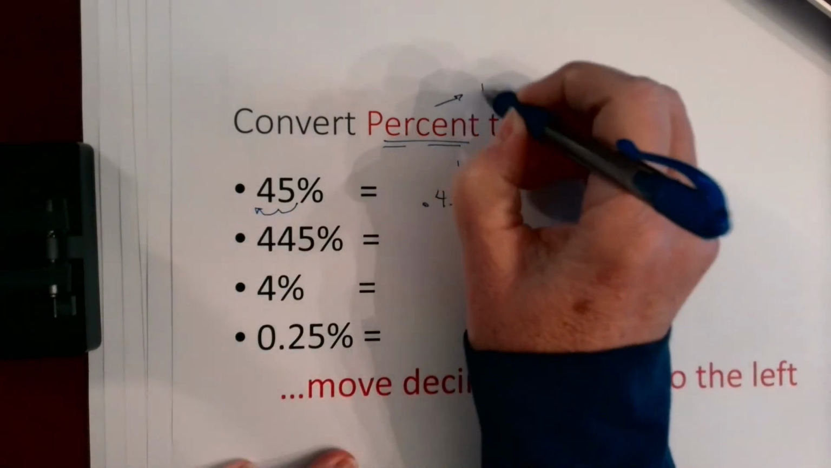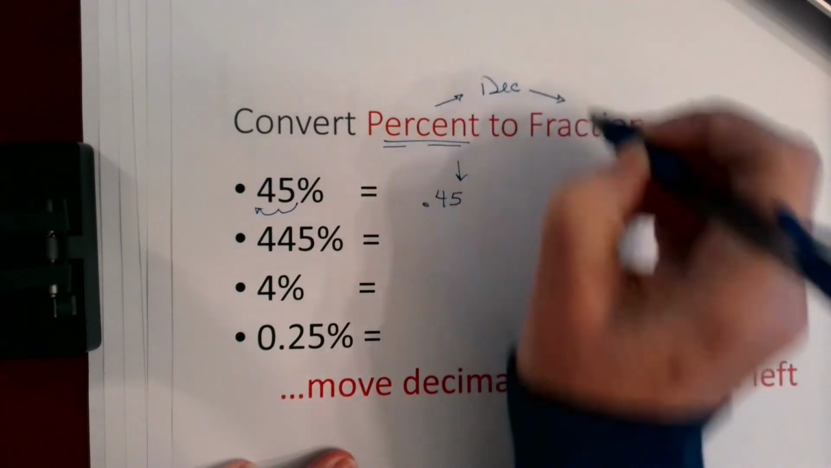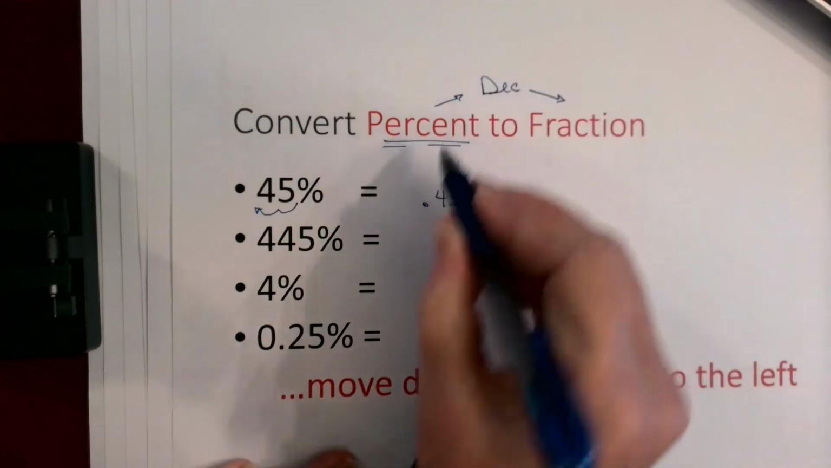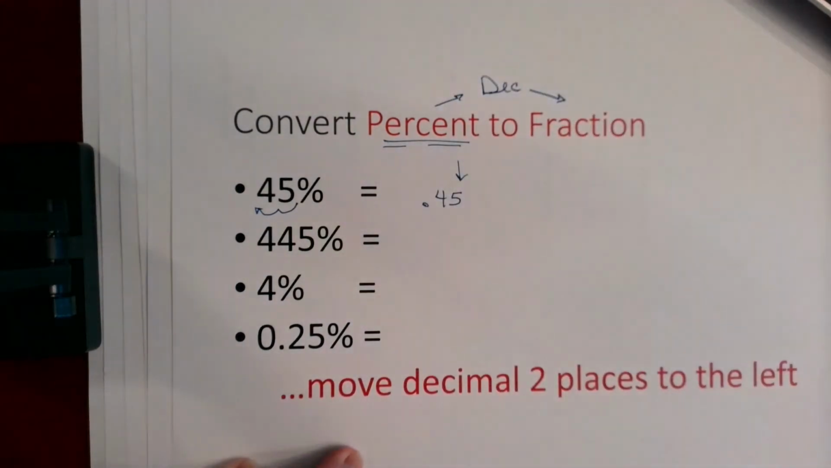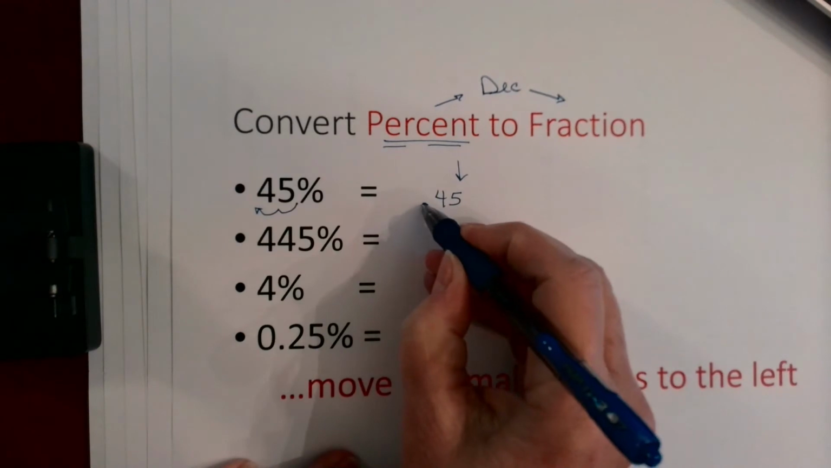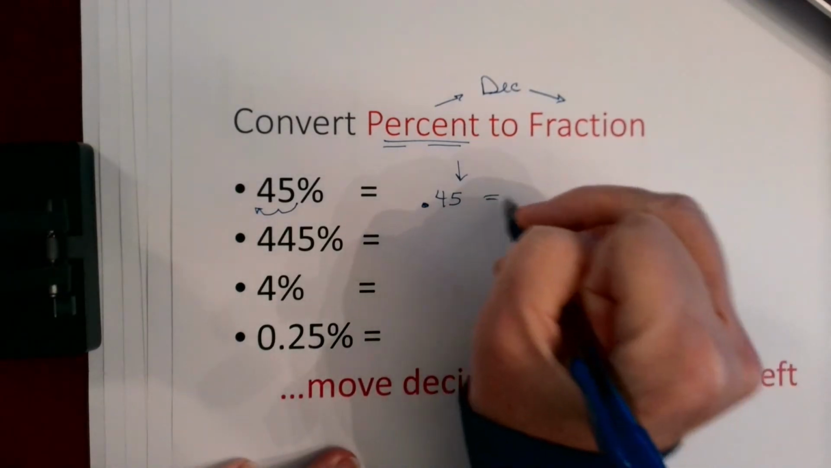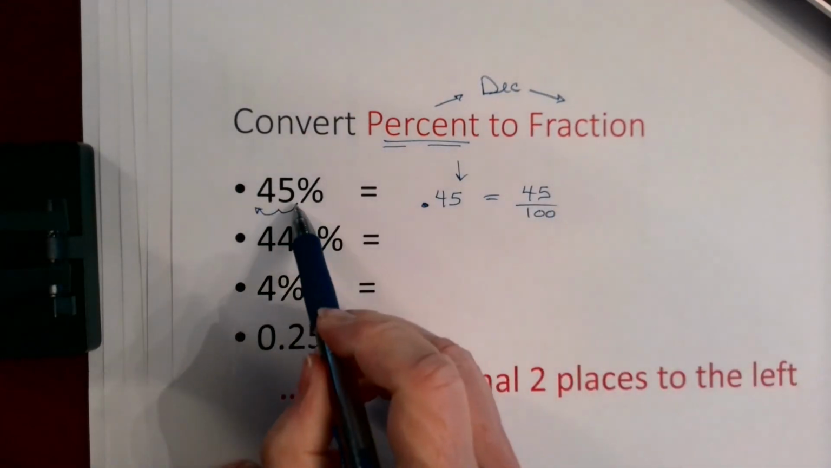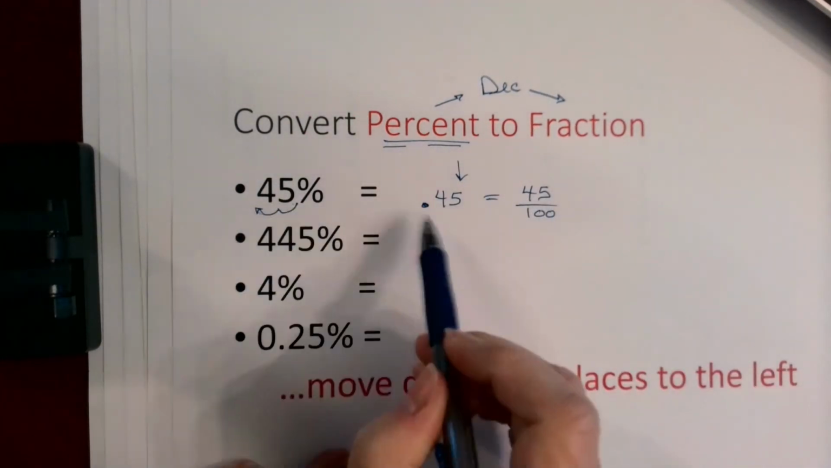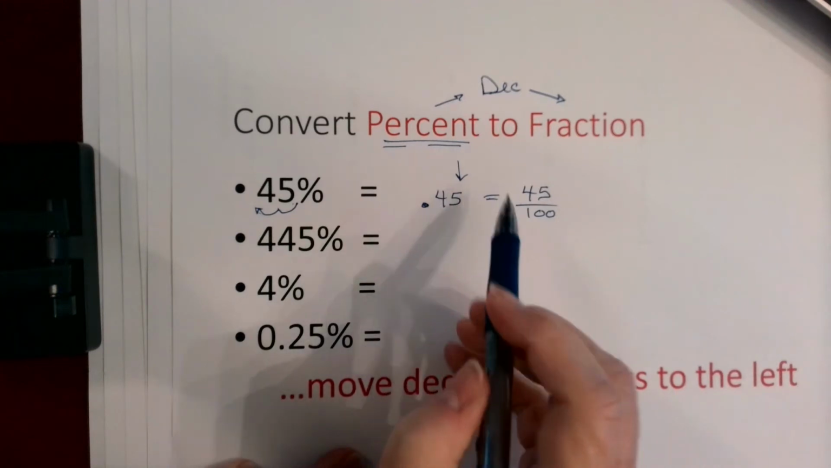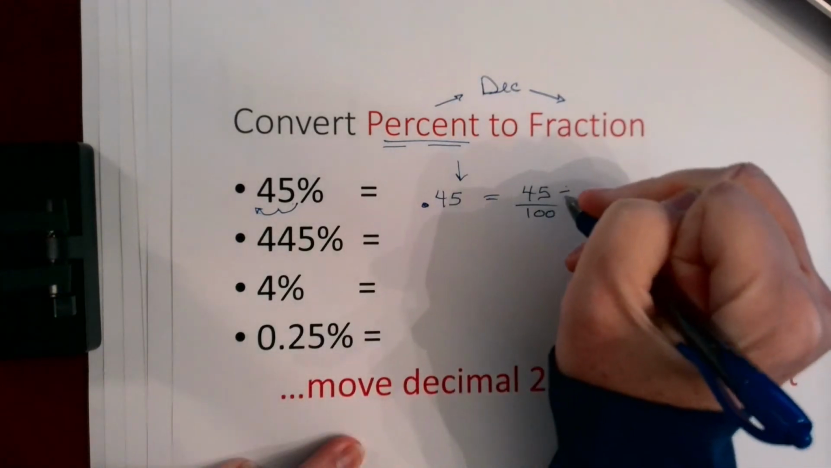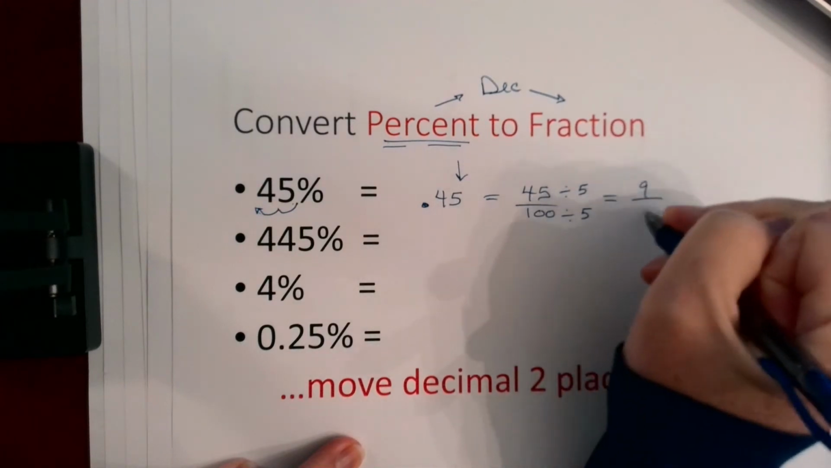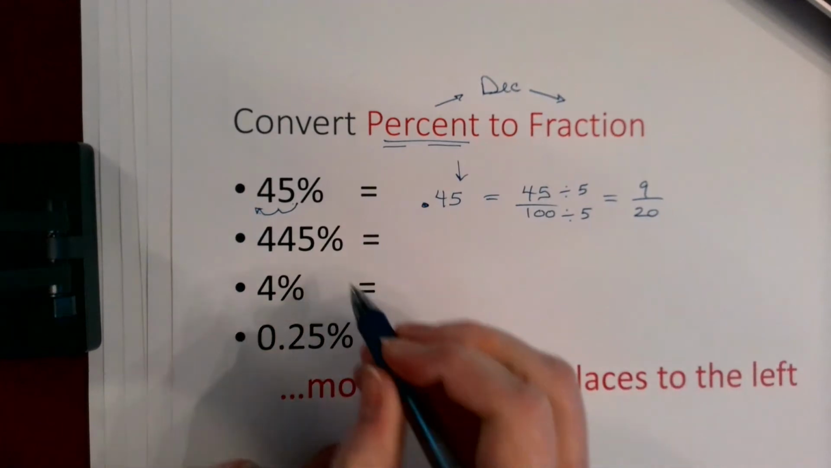Well, that's going percent to decimal. I want to go and change it to a fraction. So I'm going to go from percent to decimal to fraction. So this is 0.45, which is said 45 hundredths. There it is, that's my fraction. Move the decimal twice, and then write that decimal as a fraction. Now we'd want to reduce that. Top and bottom can be divided by 5, and the answer is 9/20.